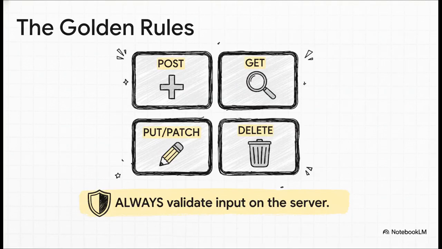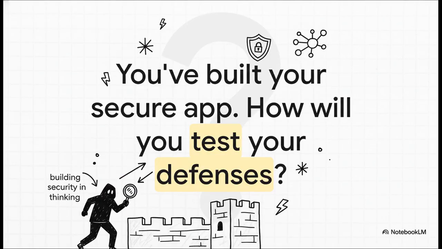And finally, the golden rules. Know your HTTP verbs. Post creates, get reads, put updates, delete deletes. Get that right in your API. And the most important rule of all, the one we keep coming back to, say it again, always validate user input on the server. So there you have it.